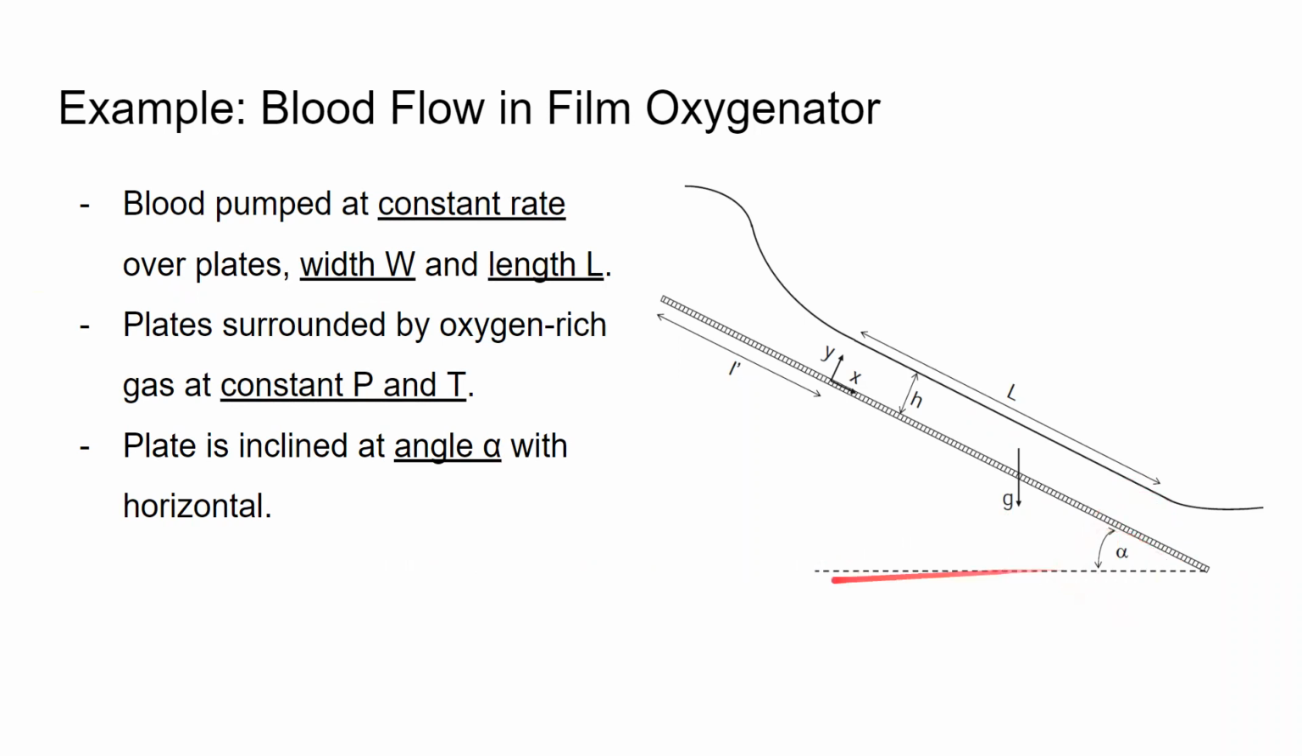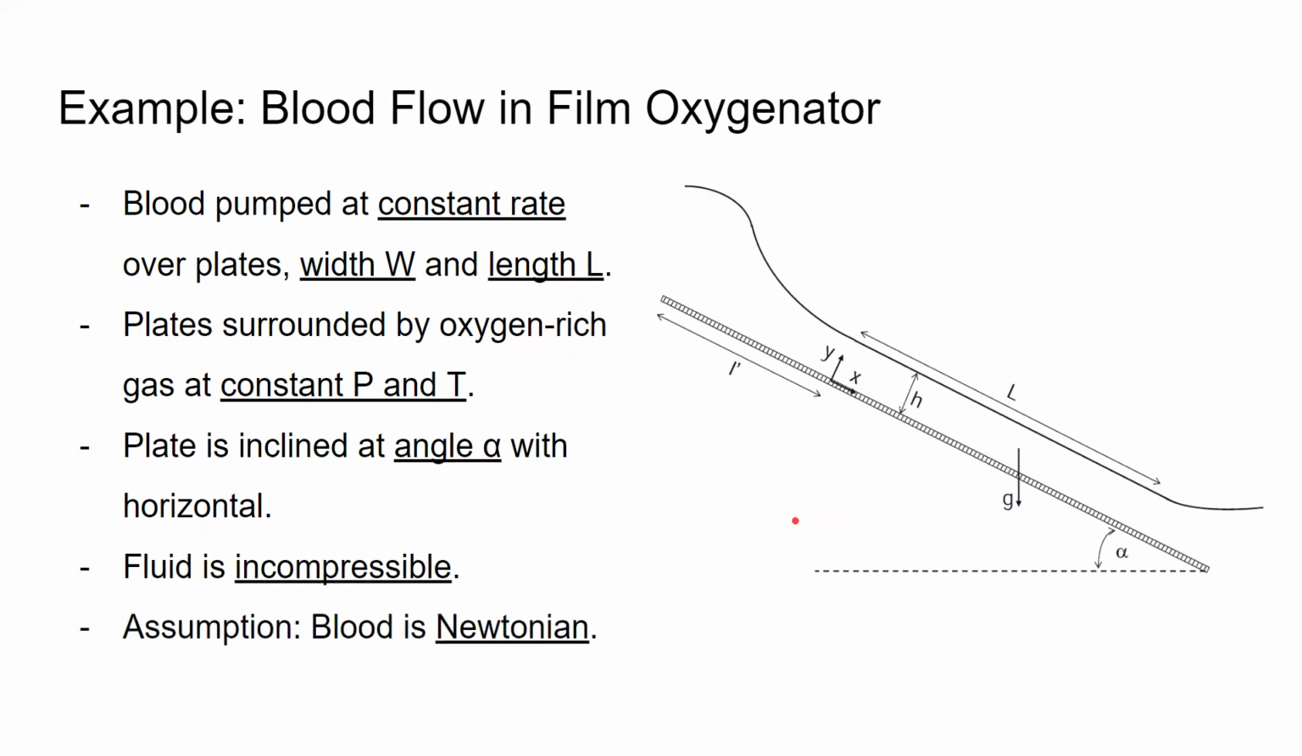This is also key because it's not just flat. There is an incline, so that hints at gravitational forces. We're also given that the fluid is incompressible. And lastly, we're going to assume that blood is Newtonian for this example. Great, and let's get started.